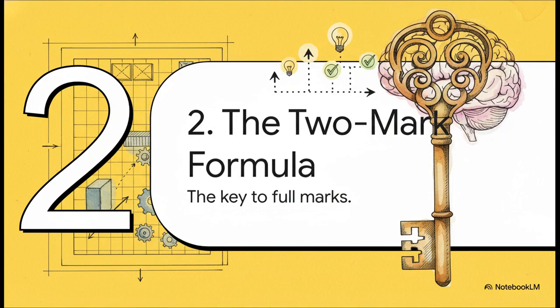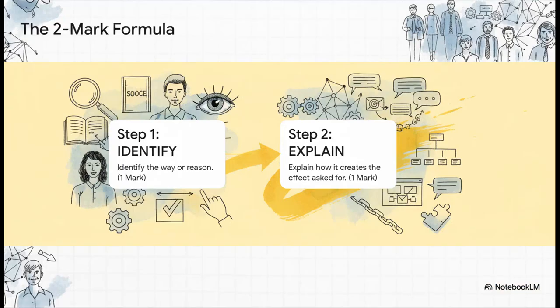So if the game is all about scoring in these 2-mark chunks, then what we need is a reliable formula to get those 2 marks, right? Well, there is one. And honestly, it's like a master key that unlocks these questions. And here it is. It's this simple.